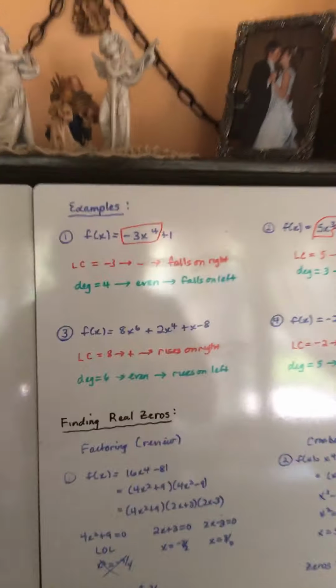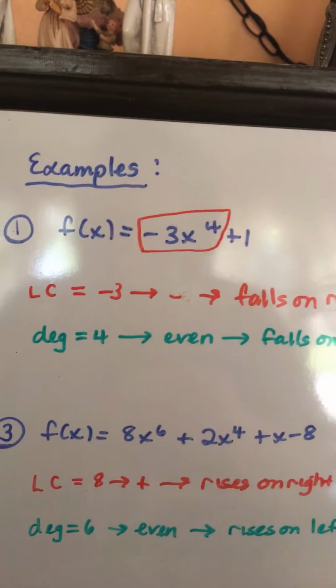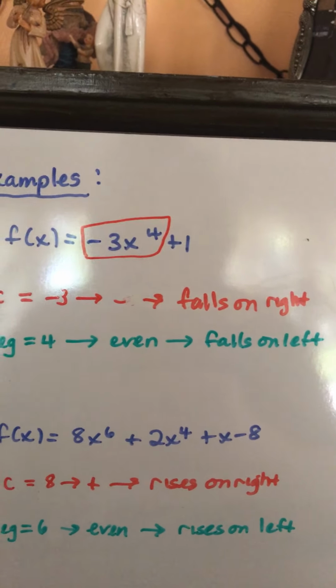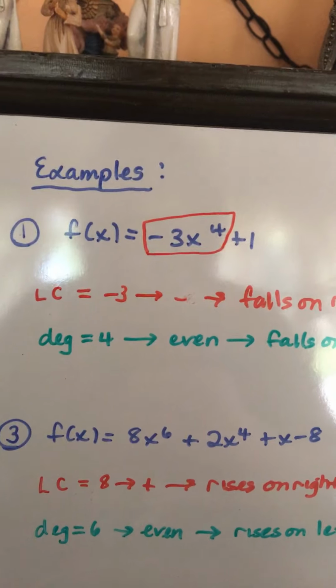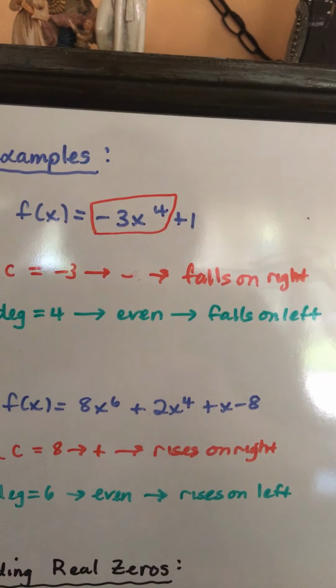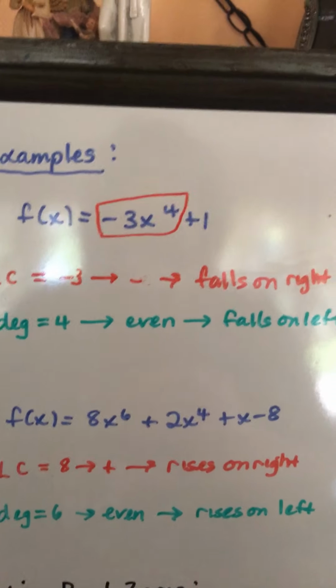So let's look at some examples. So I looked at my leading coefficient. It's negative, so I know I'm falling on the right. The degree's even, so I'm going to fall on the left. So the end behavior is falling left, falling right.